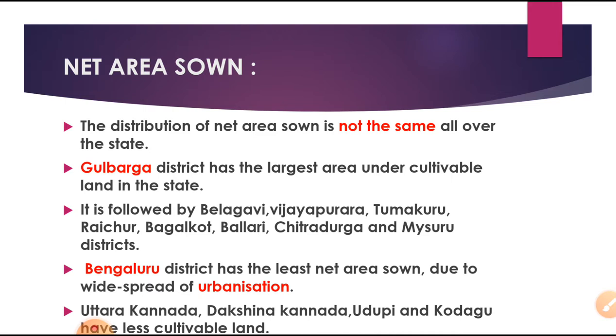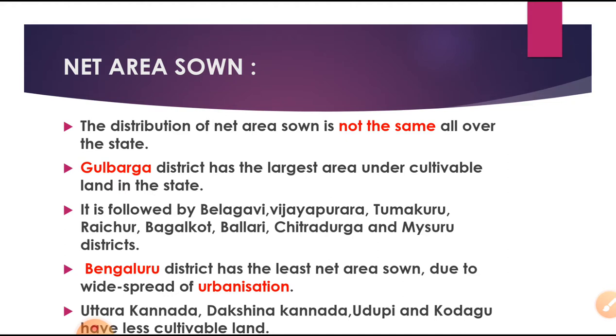Why does Maidan region have the maximum net area? Because of its geographical condition. This plain land is suitable for agriculture work. In Malnad we cannot do agriculture work like in Maidan region, because agriculture mainly requires plain lands. So these plain lands are suitable for agriculture work in this region. That is why Gulbarga has the maximum net area in our state, followed by other Maidan regions.